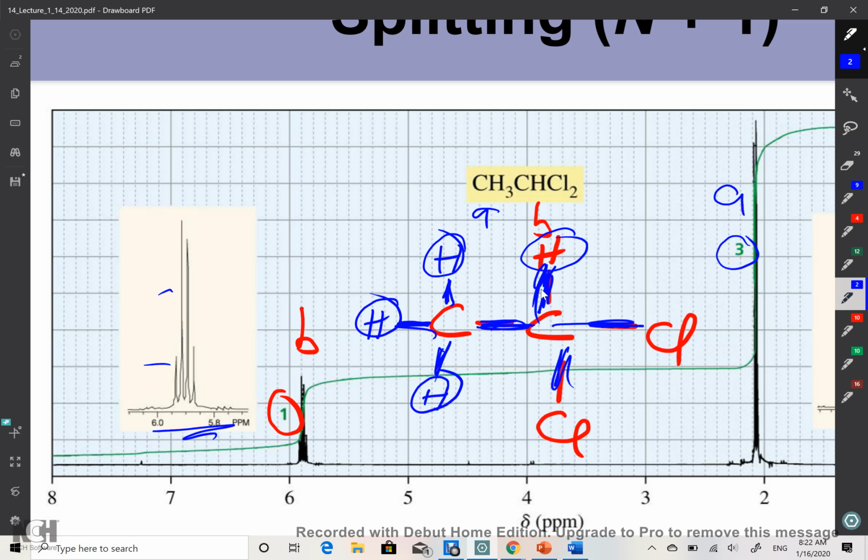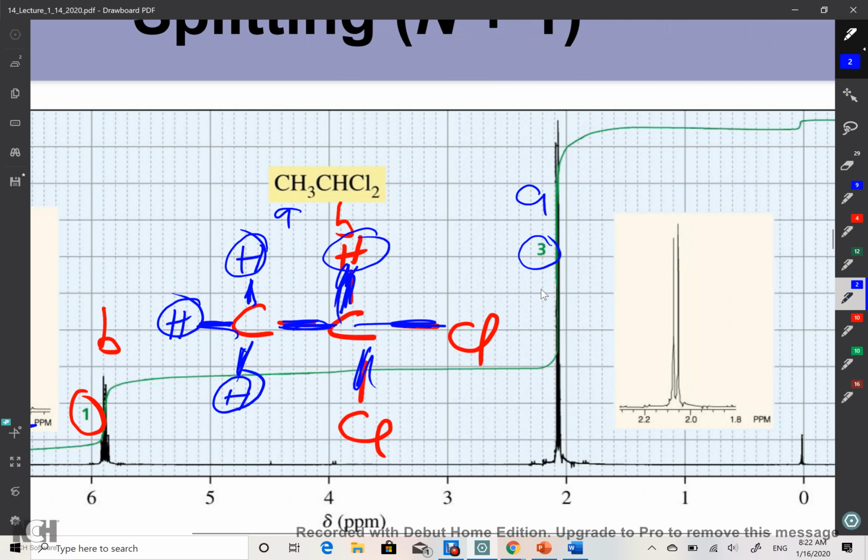So you do the same thing with the group of protons A. How many protons are surrounding A? Yeah, surrounding A, neighboring A. We only have 1 proton, and it's this guy, proton B. And so the value of N is 1. So 1 plus 1, 2. That's how you have a doublet.